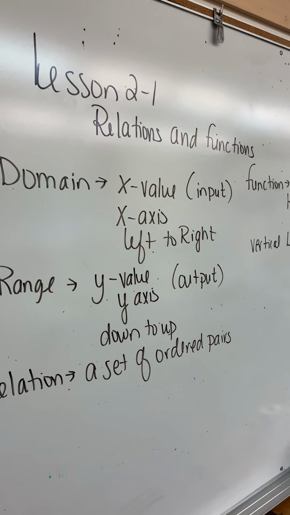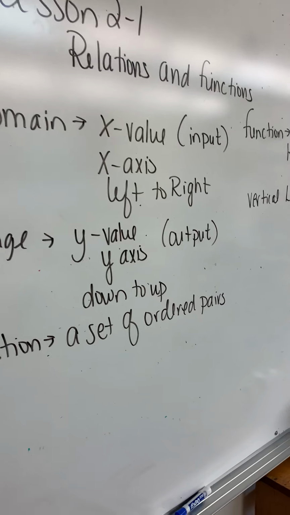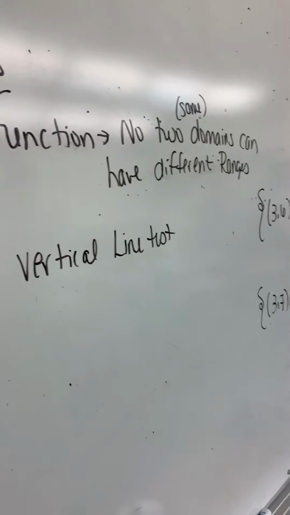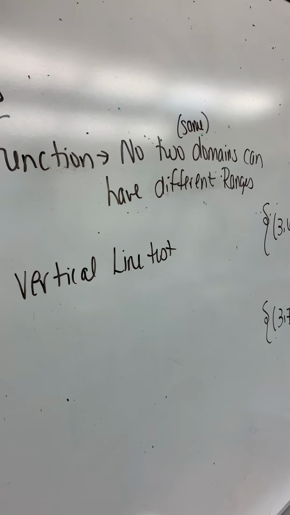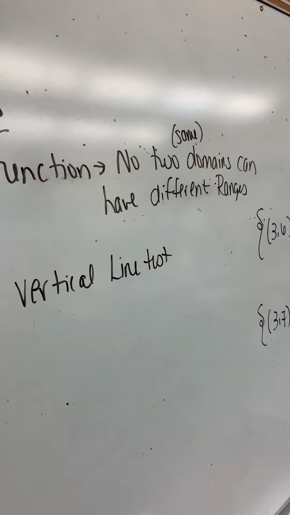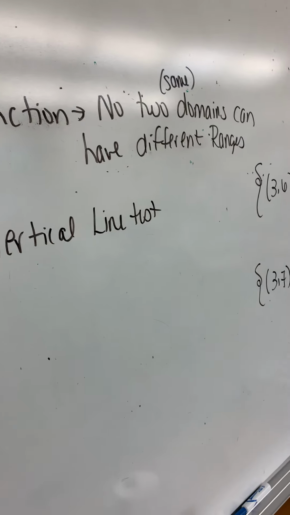A relation is a set of ordered pairs. Okay, that's just any set of ordered pairs. You have an input and you have an output. For a function, no two of the same domains can have different ranges. And I'll show you what I mean when I look at those two relations over there. And then we're going to go over the vertical line test here in a second.